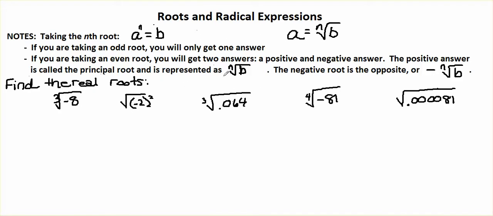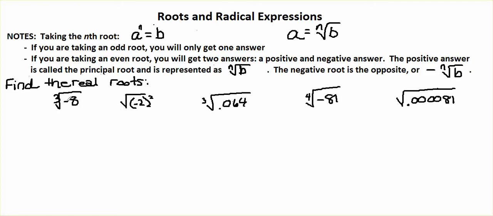So if we find a principal root, which has a positive on the outside, they're only asking us for that positive answer. If we have a negative symbol on the outside of an even root, they're asking us for the negative answer. So let's go ahead and solve these.